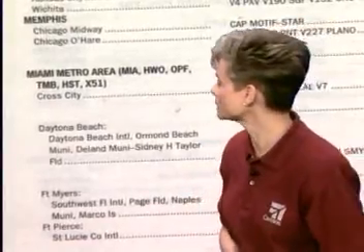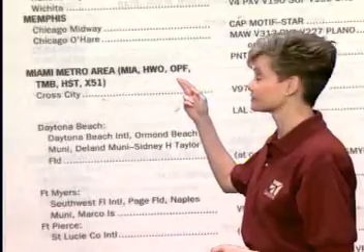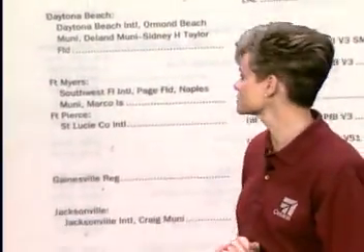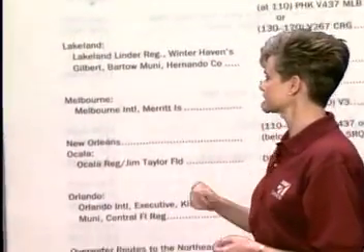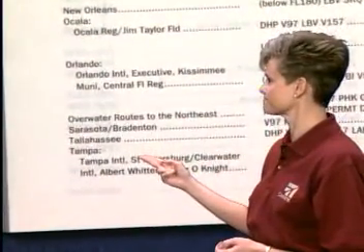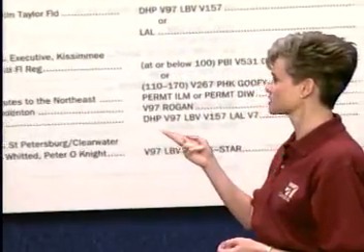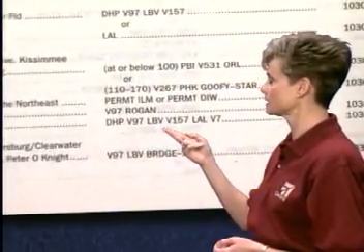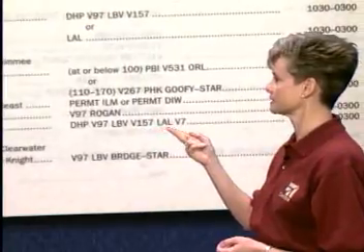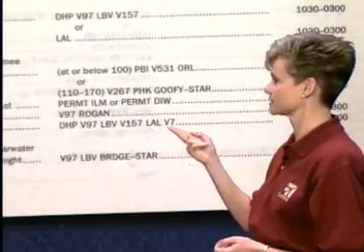Under Miami Metro Area, find Opa-locka OPF as your starting point. Then run down the list of terminals and find Tallahassee. There it is. And there's the preferred route: Dolphin, Victor 97, LaBelle, Victor 157, Lakeland, Victor 7.